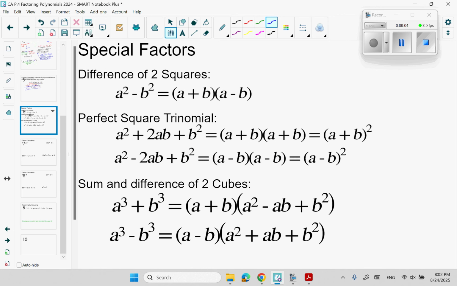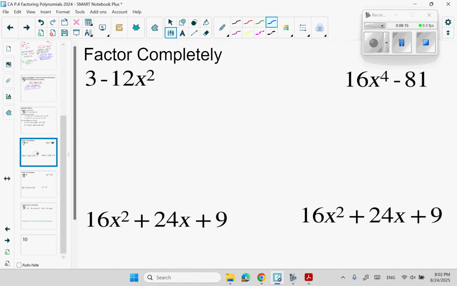Some special factors, we talked about them yesterday, only in the reverse, where you can just use the formula to find the patterns. Here, same idea. If I recognize a pattern, I can factor and break it down immediately. So here, we have 3 minus 12x squared. First thing is, I can divide both by 3, giving me 1 minus 4x squared.